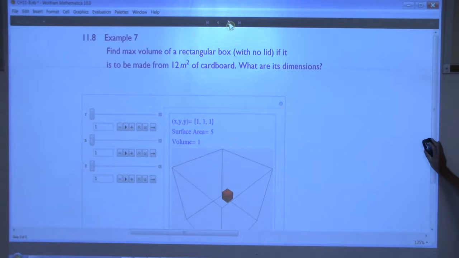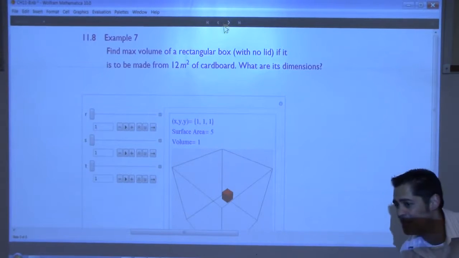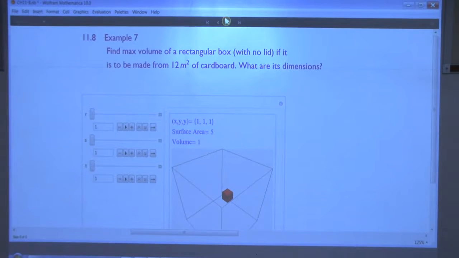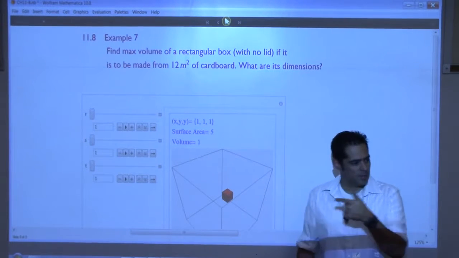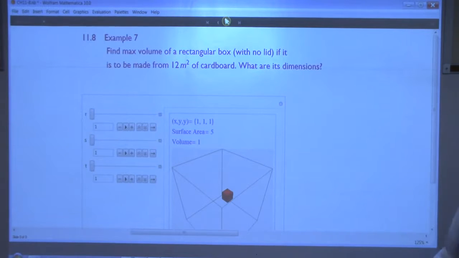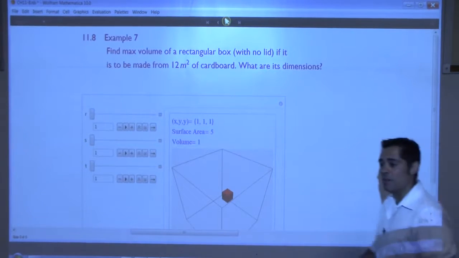How about this one? Maybe we can talk about this one without actually going through the whole thing. Maybe just set up what's the objective function, what's the constraint. Find the maximum volume of a rectangular box with no lid if it is to be made of 12 square meters of cardboard. Does this look familiar? This is a Cal 1 problem. You can do this with Cal 1, but it's easier in Cal 3.